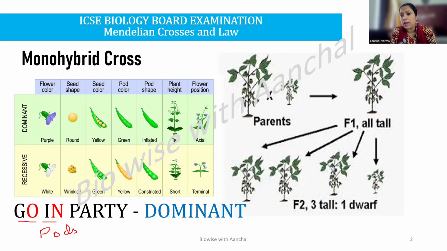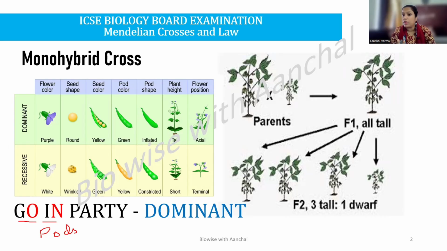So he said that the 7 characters he studied in the plant are flower color, seed shape, seed color, pod shape, plant height, and flower position. These are characters, and they all have 2 contrasting traits. Like flower color is purple or white, seed shape is round or wrinkled, seed color is yellow or green, pod color is green or yellow.